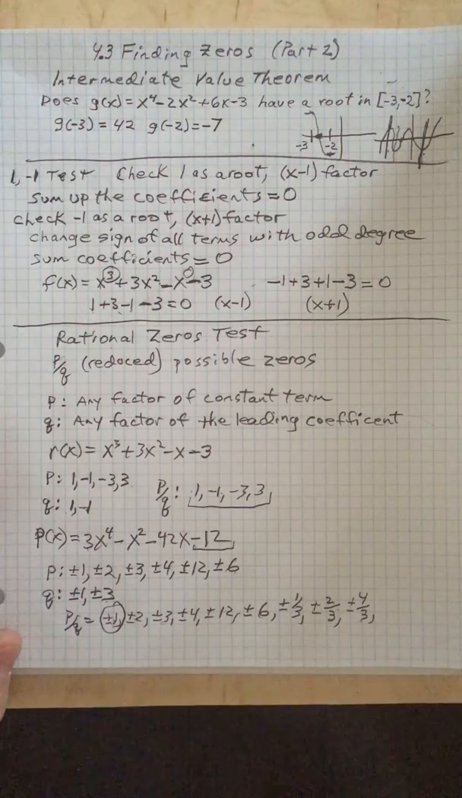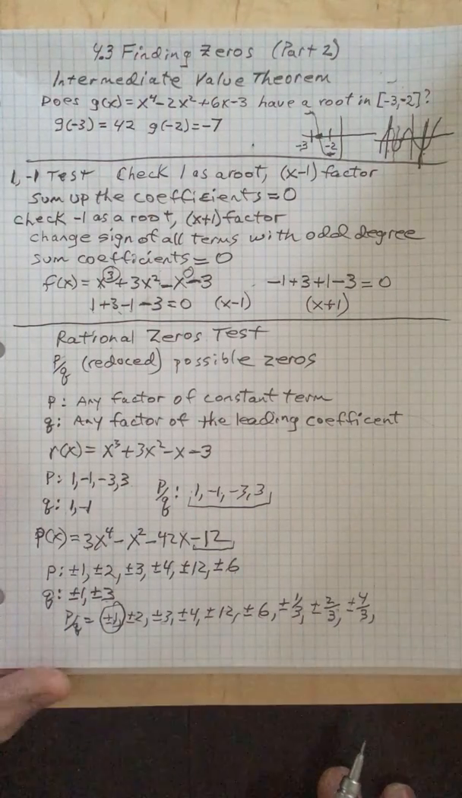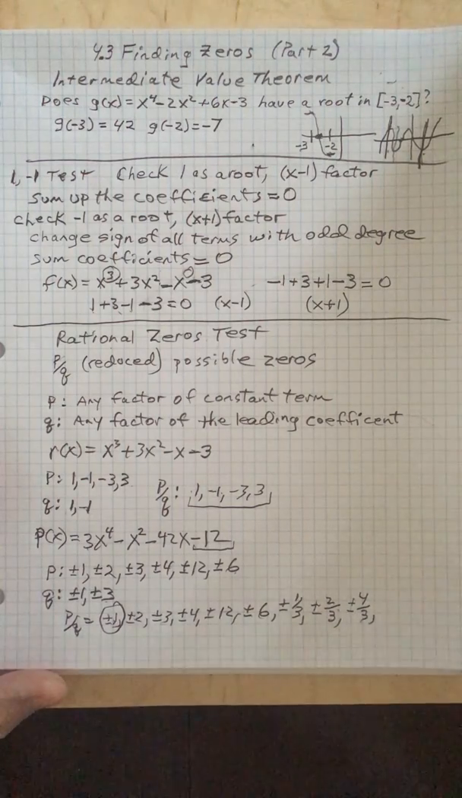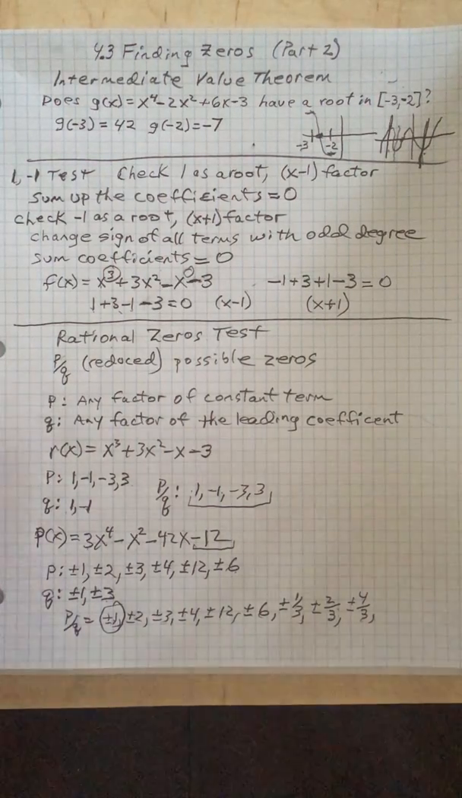So anyways, at the very end of 4.3, I'm going to work a word problem where the rational zeros test does come in a little bit handy. So you'll see a case where it kind of is useful. But generally speaking, it's kind of like the intermediate value theorem. Interesting, but not all that useful. Okay.